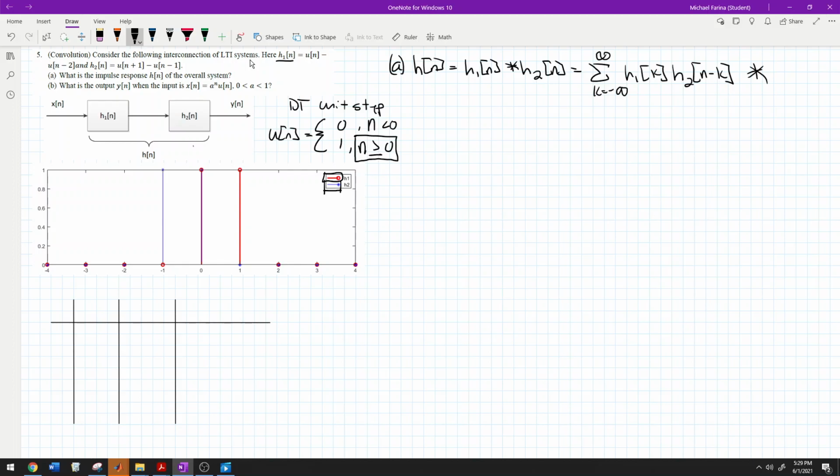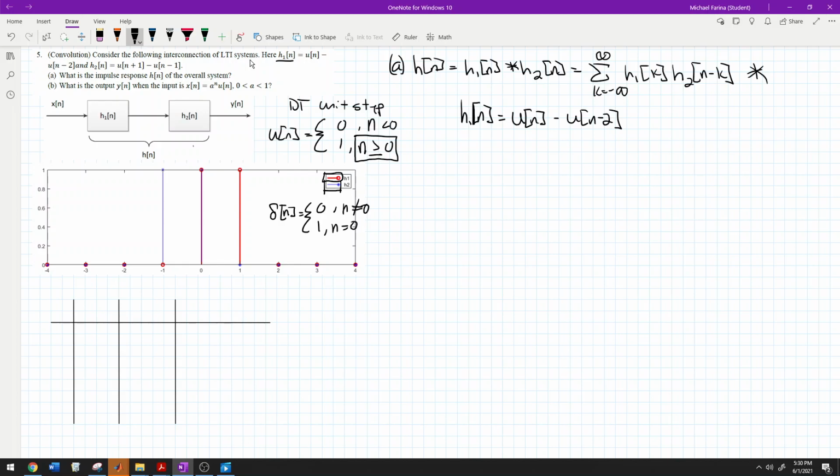And let's do a delta function real quick. The delta function is equal to 0 for n not equal to 0 and 1 when n is equal to 0. And there's a statement in the textbook somewhere, or I think he said in the lecture, that any discrete time signal can be represented as a sum of scaled and shifted impulses. So we have h1 of n is equal to u of n minus u of n delayed.